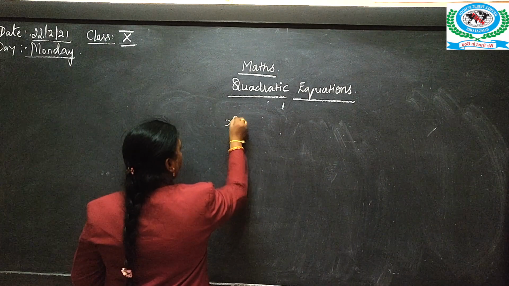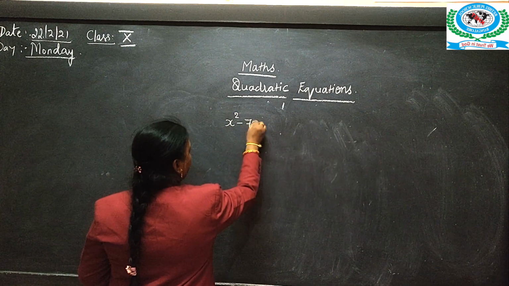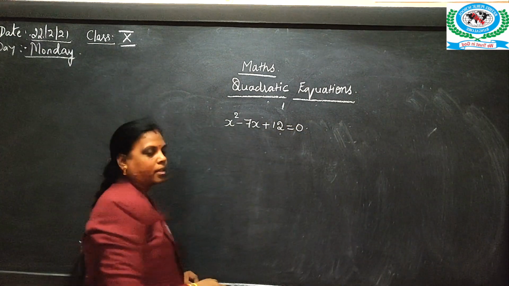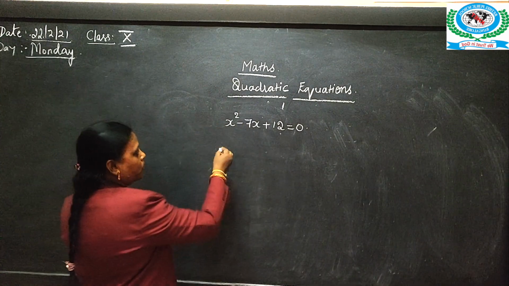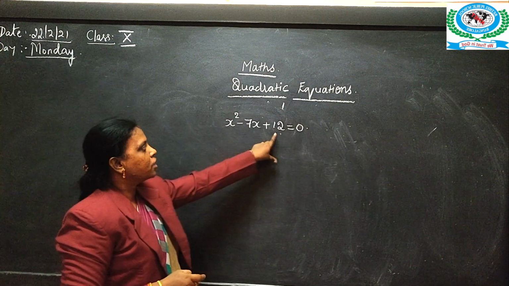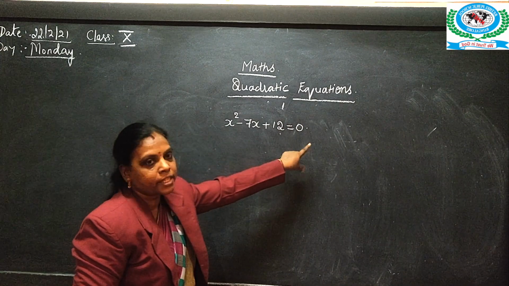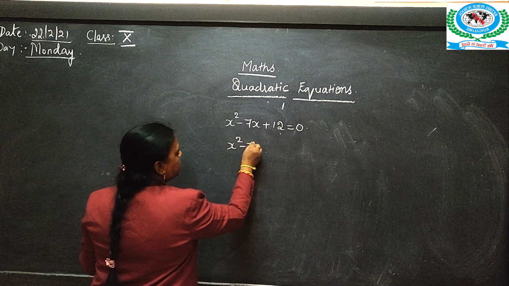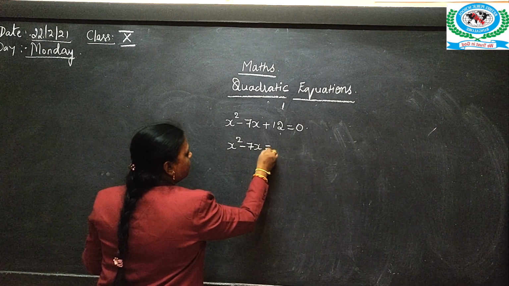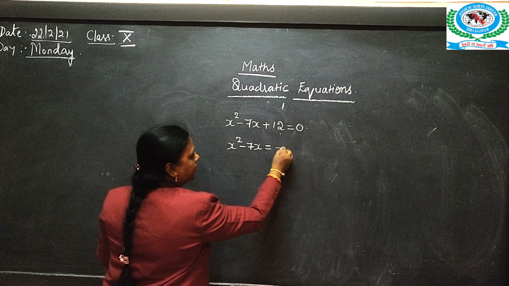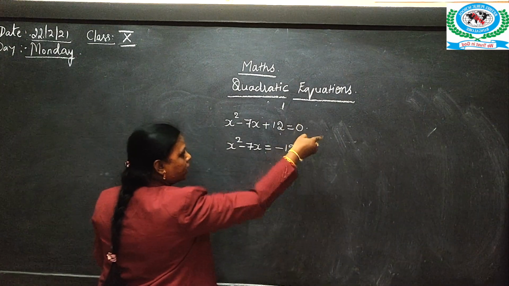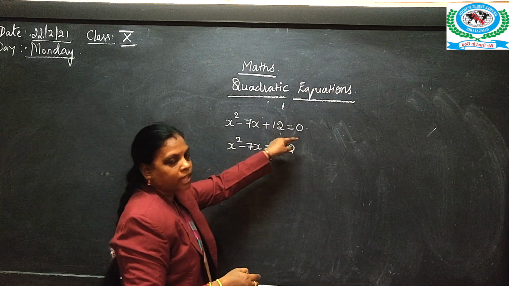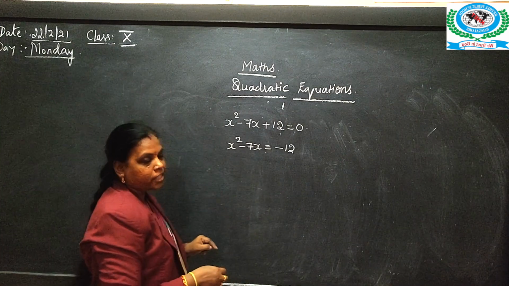So x square minus 7x plus 12 is equal to 0. That was the problem. So here what we do is this constant we take it towards the right hand side. So x square minus 7x will be equal to minus 12. This 12 I have taken on the other hand side. So here it was plus 12. When it is going on the other hand side it becomes minus 12.